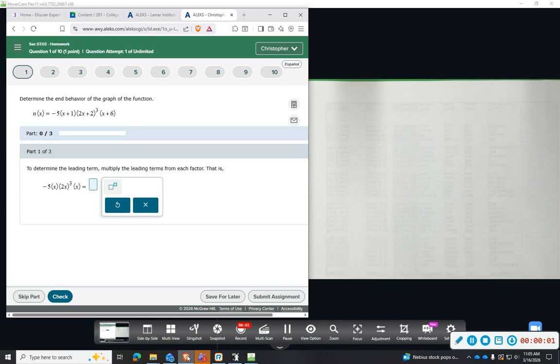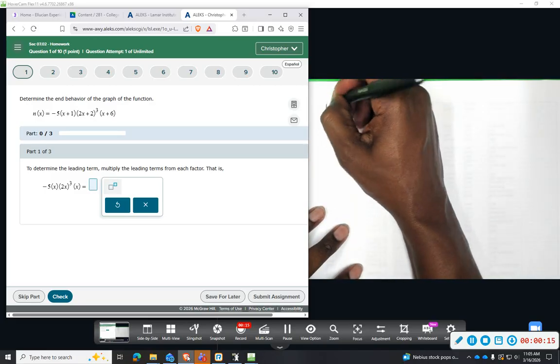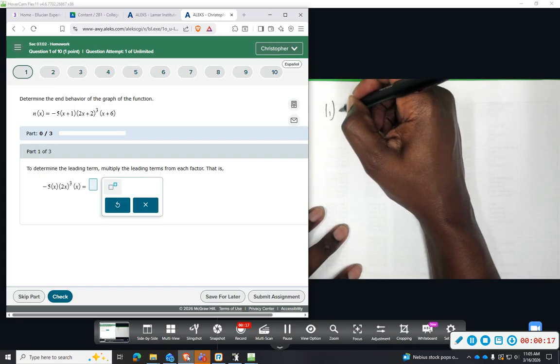Alright, so this is homework 7.2, and we're going over polynomial functions. The first question has three parts. We want to determine the end behavior of the graph for part one. So I'm going to go ahead and write this function down.